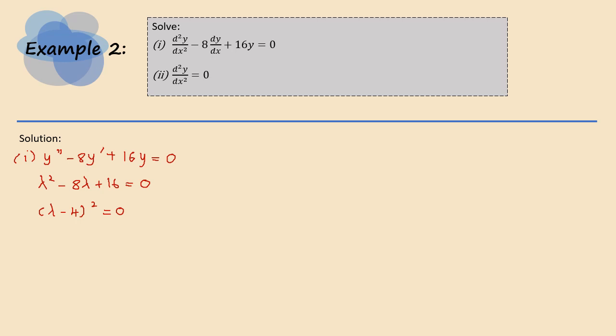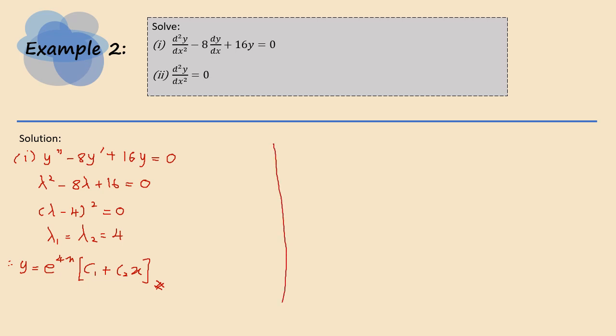So from here, we have two equal roots. Lambda 1 is equal to lambda 2 is equal to 4. Since we have two equal roots, our general solution is y equal to e to the power 4x (c1 plus c2x). That is the solution for equation number 1.